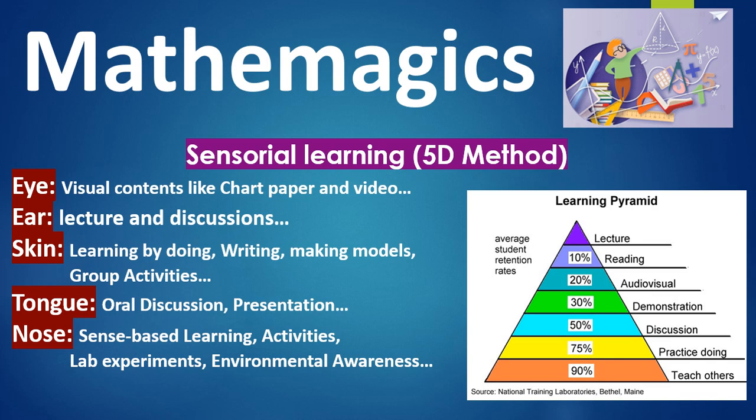The next is skin. The student will touch things, write something, prepare a model in their hands, do some group activity, and learn by doing. So these are the different sensorial learning that we have already discussed. The next is the tongue. They will have oral discussion and presentation.